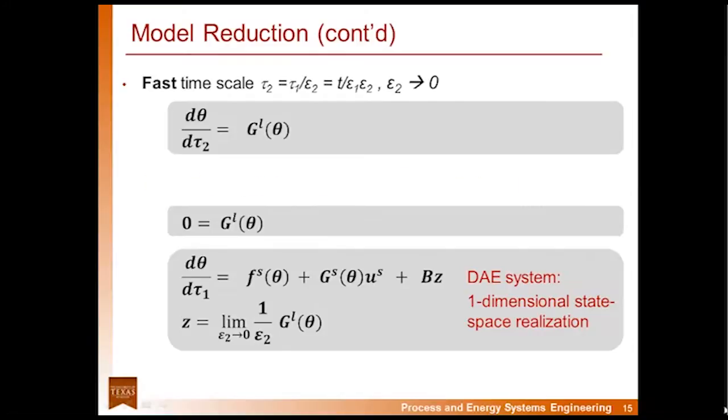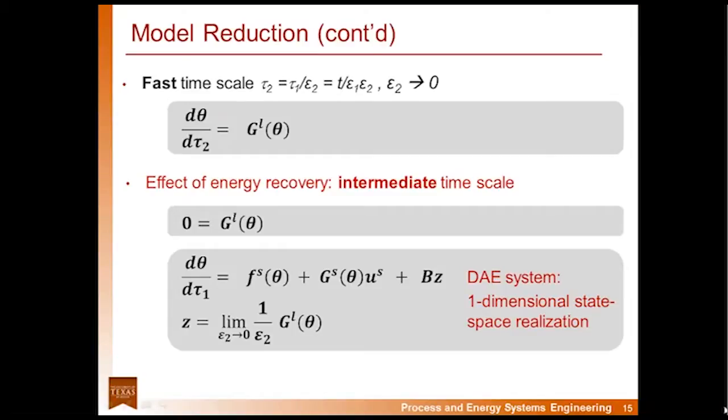And we can use this to define an intermediate time scale. So within this intermediate time scale, we see that it's a differential algebraic equation system. So the fast time scale is at steady state. We have 0 equals g of theta. And the intermediate time scale is based on tau1, or the temperature of the air in the system. And this DAE system is a one-dimensional state space realization of the air temperatures throughout the thermal facade lab.